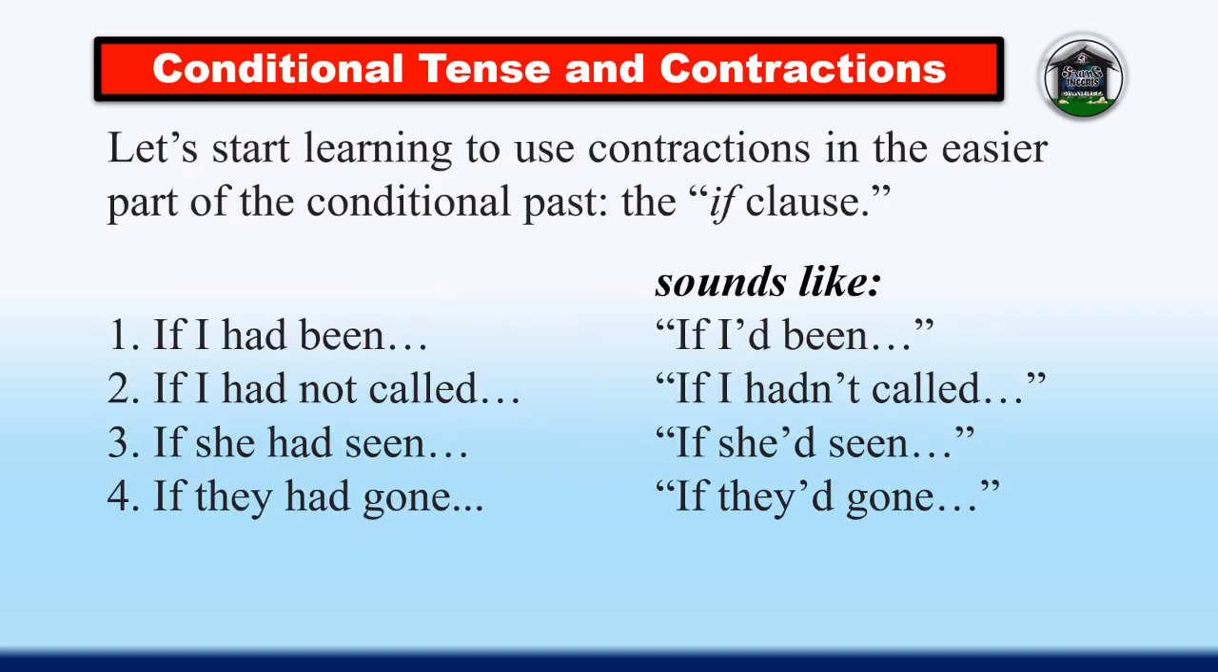Word groups for practicing contractions. Let's start learning to use contractions in the easier part of the conditional past, the if clause. If I had been sounds like if I'd been. If I had not called sounds like if I hadn't called. If she had seen sounds like if she'd seen. If they had gone sounds like if they'd gone.